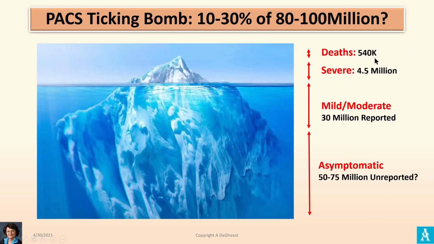We have been focusing last year on the mortality rate, which is now around 550,000 people died. And on all the people in the hospital, which has been 4 to 5 million people. Here's the bottom of the iceberg. This is below the water there.